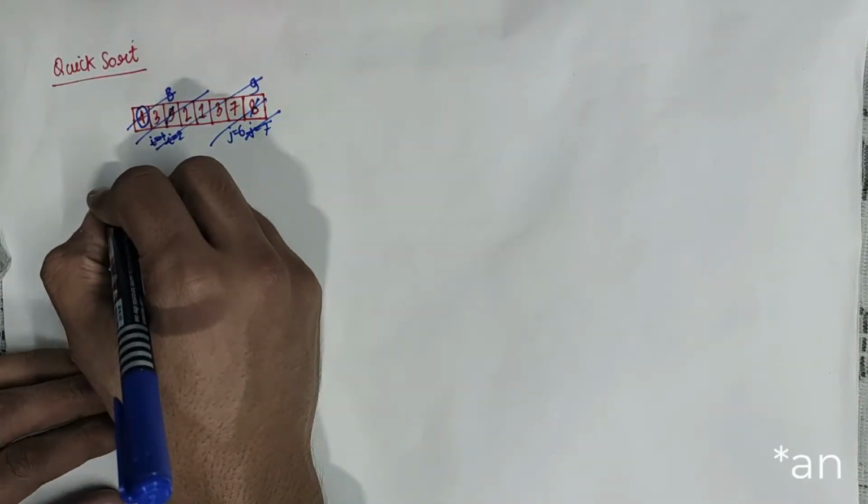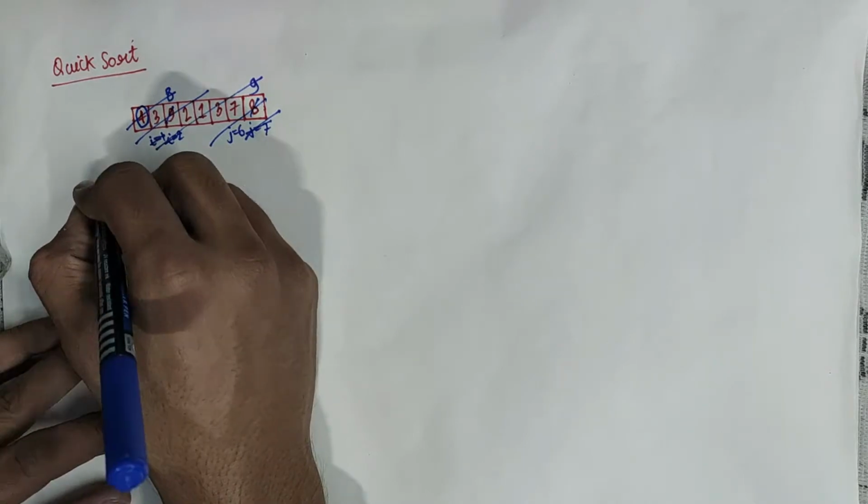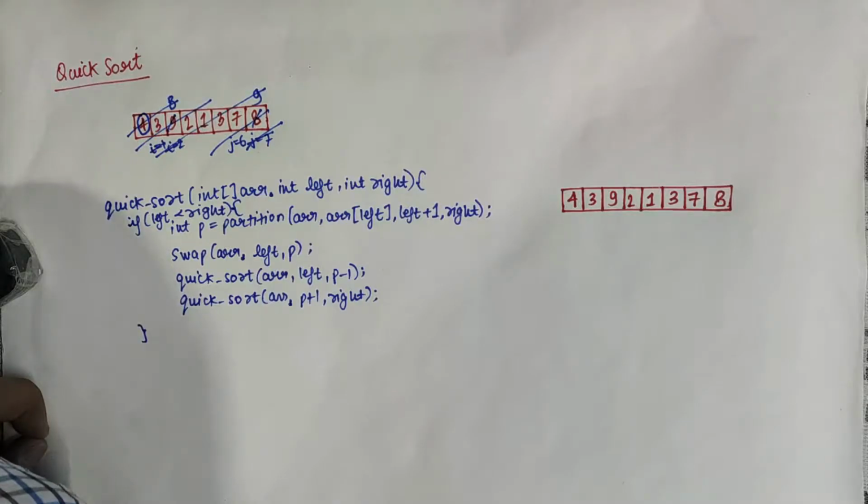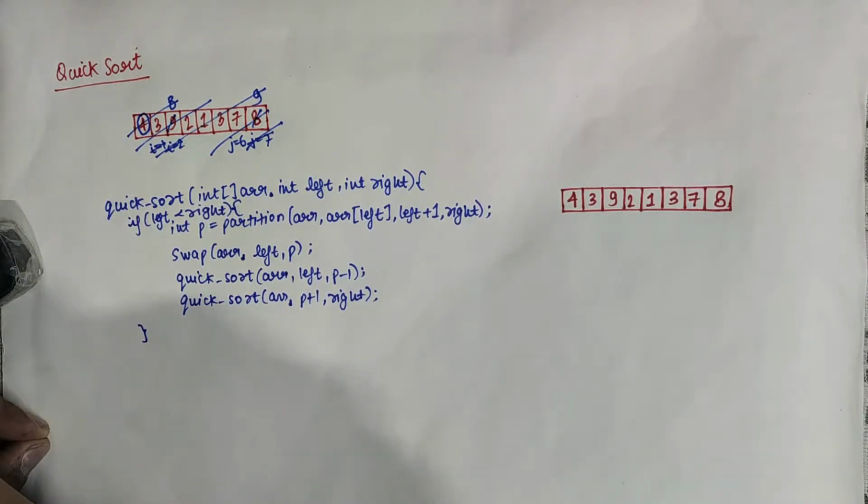So we have quicksort, and here is the example function. Here is the code for quicksort.